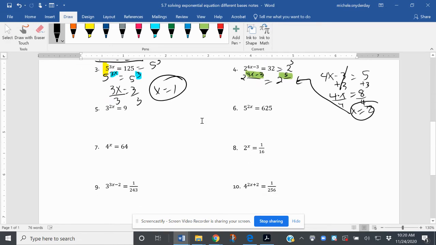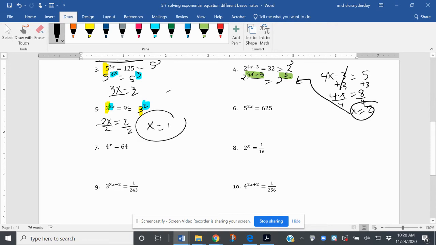All right. Number 5, we're looking for a base of 3. So if we go back to our chart, and hopefully you just know this, we would find that 9 is 3 to the second power. So that's the basis of like bases of 3. And now we can set our exponents, which are 2x and 2, equal to each other and solve. So we have 2x equals 2, divide both sides by 2, and we get x equals 1 for your answer.